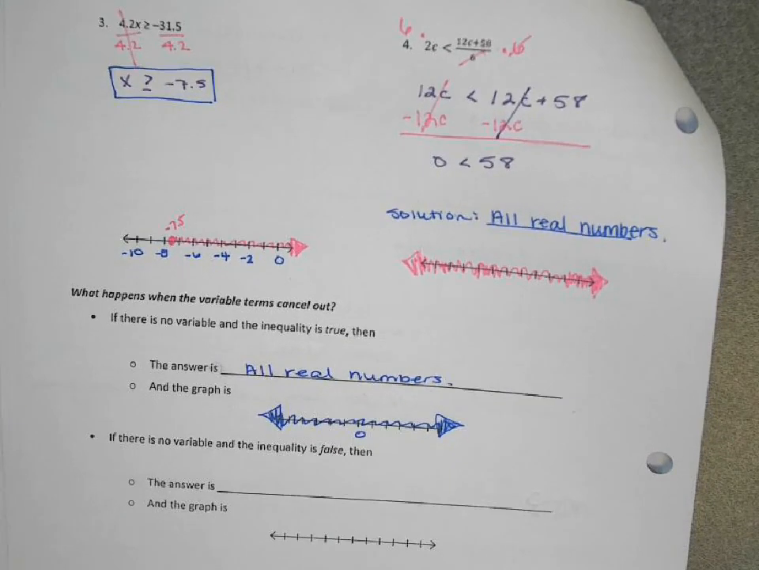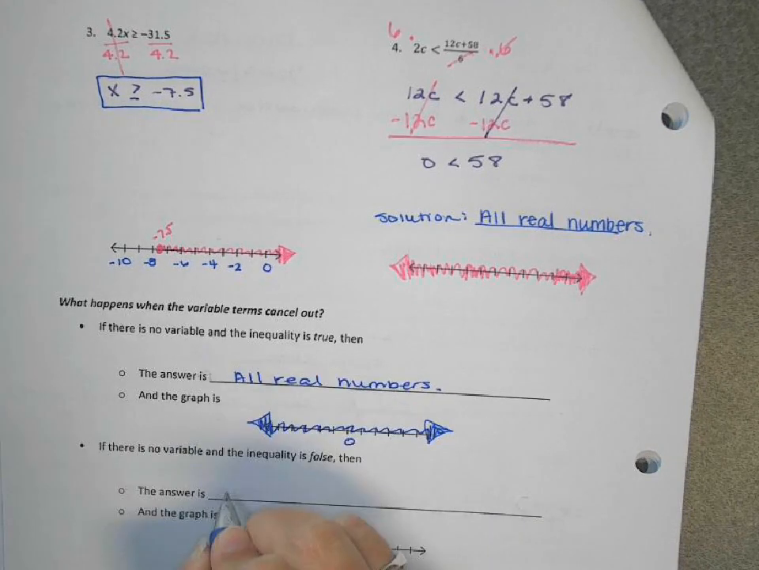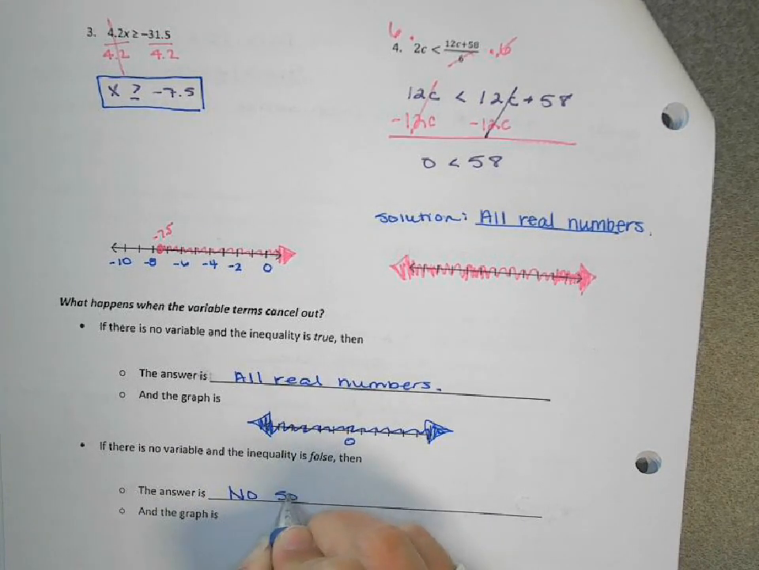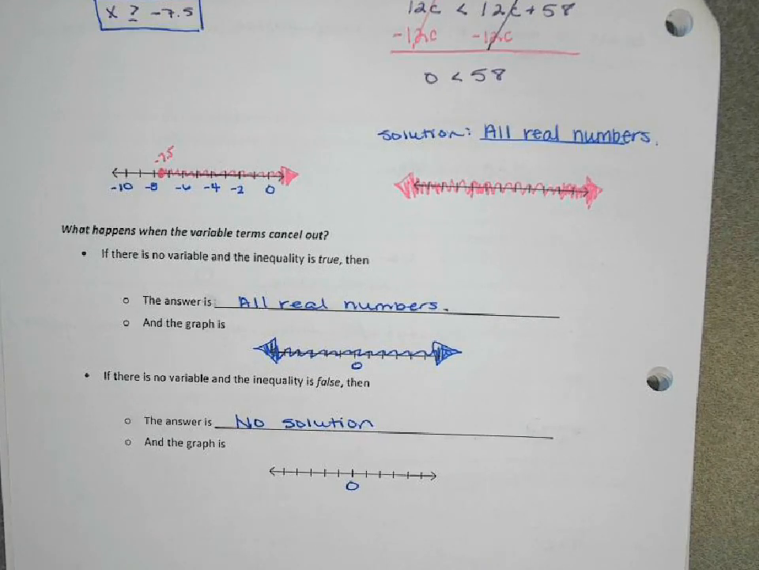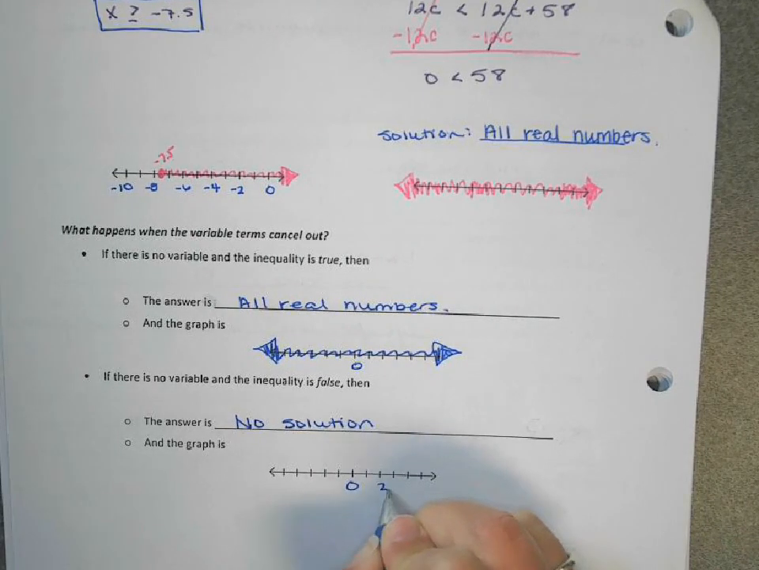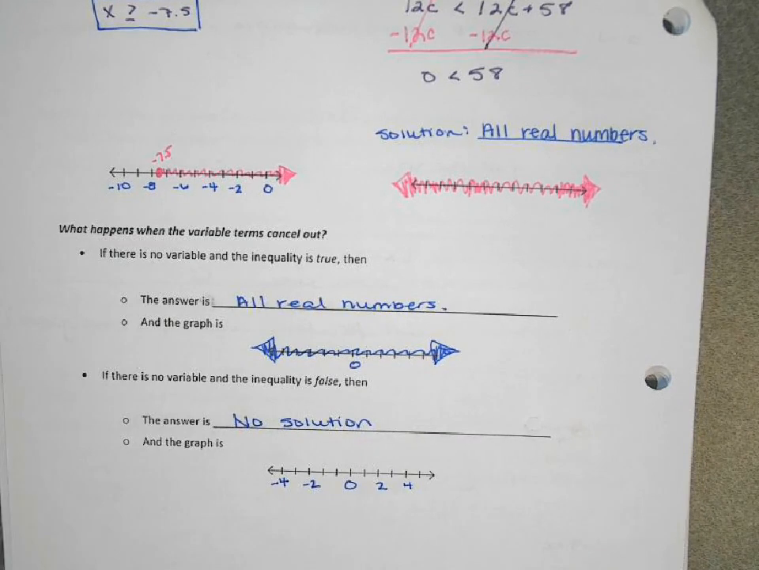Okay? So what do you think happens if this was false? If this one's everything, what would it be if it was false? Nothing. It's no solution. So that one would be no solution. And for your graph on that, just put 0 on it and put maybe a scale on it or something, then I at least know that you looked at it and said, okay, there's my number line. I don't shade anything.